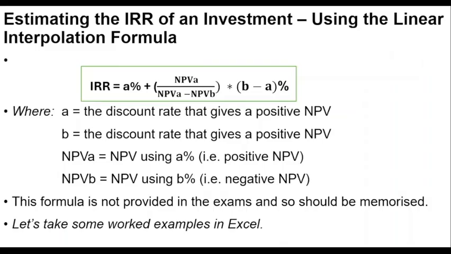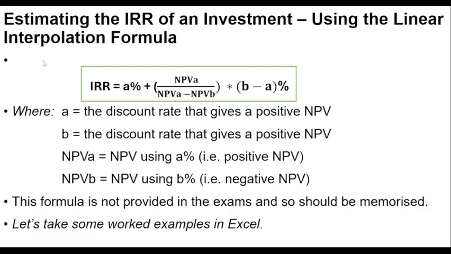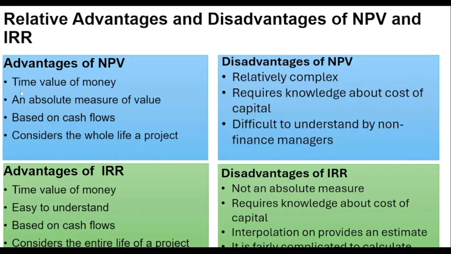All right, so that is it for the linear interpolation formula for calculating IRR. Now let's look at the relative advantages and disadvantages of NPV and IRR. So advantages of NPV, we have one, it considers the time value of money. Okay, that's an advantage. It is an absolute measure of value to shareholders, as we have previously discussed, because NPV gives you the real value that is being added to shareholder wealth. Okay, so that is an advantage there as well.